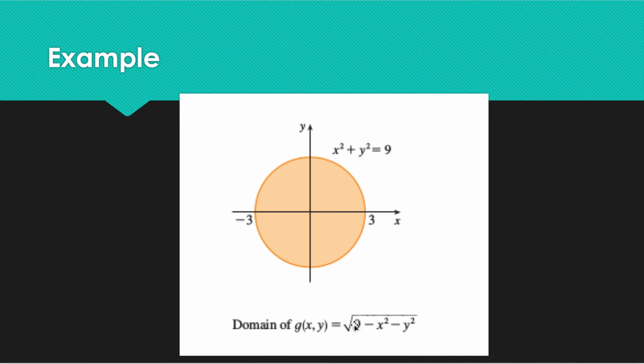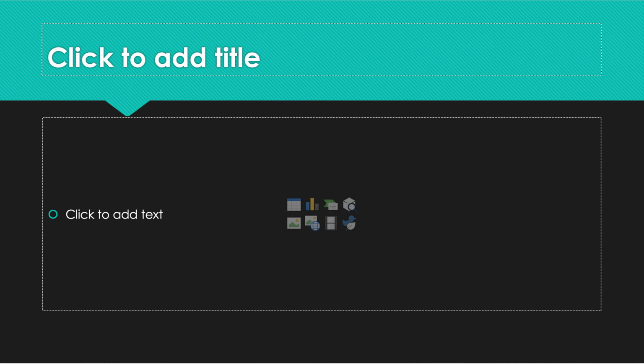So I need 9 to be greater than or equal to x squared plus y squared, because I can take the square root of 0. If it is equal to, it's this shaded line on the outside of the circle. If 9 is going to be greater than that, that means that x squared plus y squared needs to be smaller, and it needs to be what's inside of the circle. So that's how we're getting the visual for the domain there.